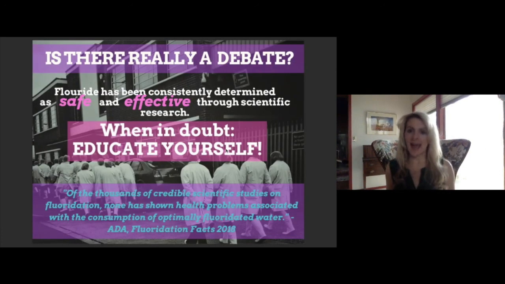So, fluoride has been consistently determined as safe and effective through scientific research. When in doubt, again, educate yourself and encourage others to educate themselves as well, especially if there is skepticism surrounding fluoride, because preventing your kids or your family from accessing fluoride can play a very, very large role on the dentition. Of the thousands of credible scientific studies on fluoridation, none has shown health problems associated with the consumption of optimally fluoridated water. And that's from the American Dental Association in 2018.